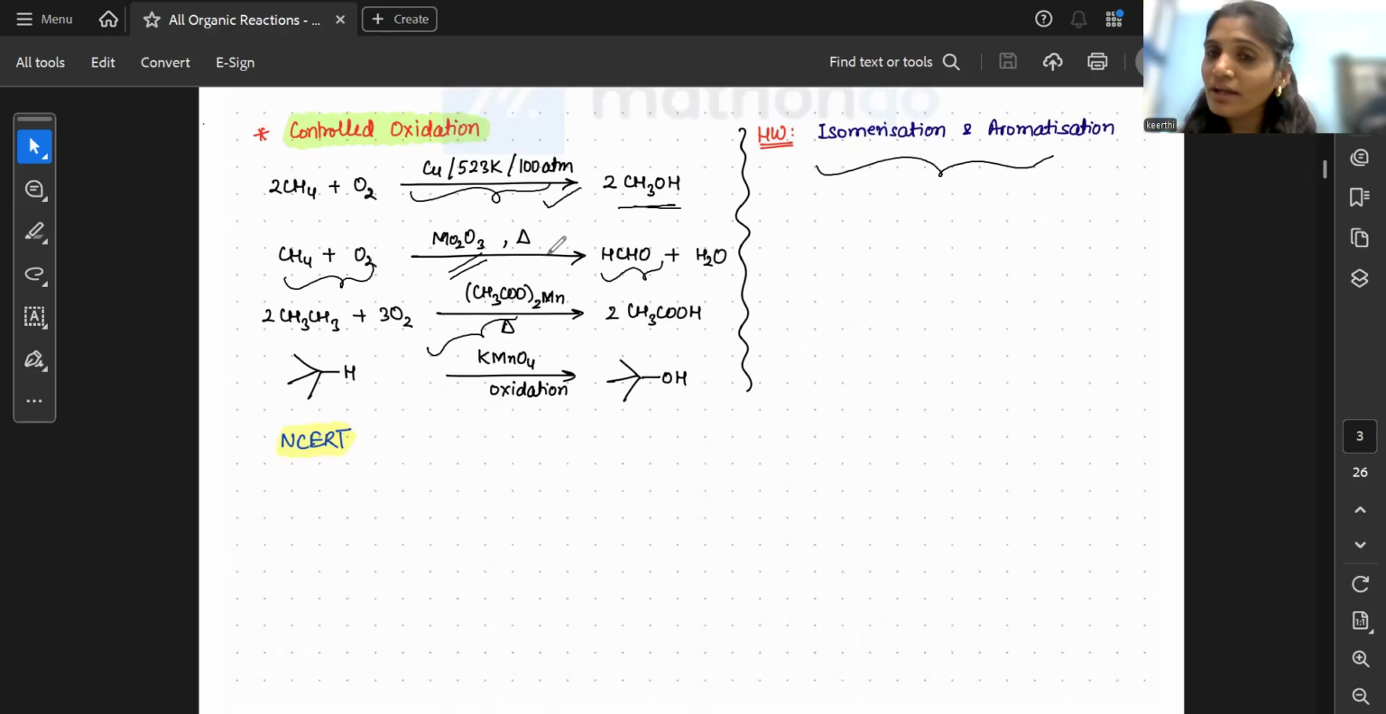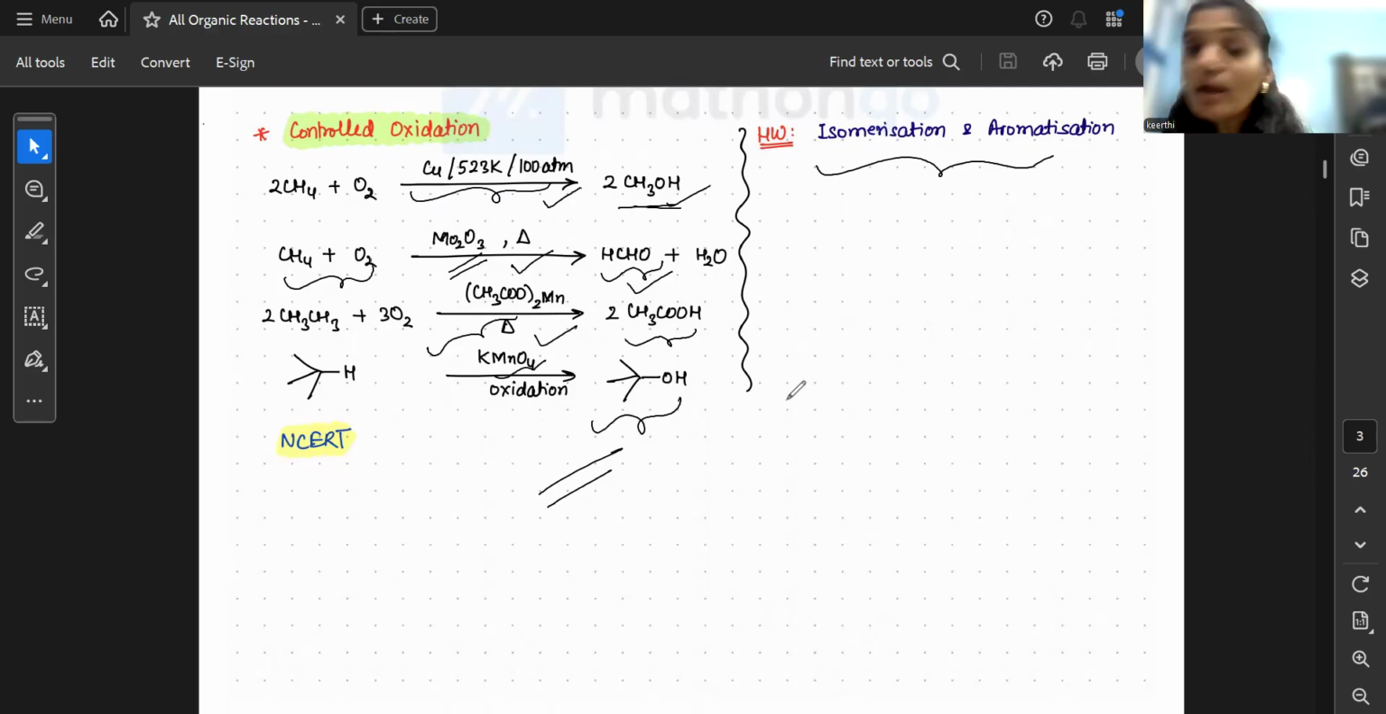In the first case I have taken copper as the oxidizing agent. In the second case, molybdenum oxide. In the third case, manganese acetate. In the fourth case, KMnO4 as the oxidizing agent. Now you see the difference. When copper is taken, I got methanol. When molybdenum oxide is taken, I got methanal, which is also commonly called formaldehyde. When I have taken manganese acetate, I got ethanoic acid. When I have taken KMnO4, I got my alcohol. So this is how I can change my product based on the oxidizing agent I am taking, by controlling the oxidation.